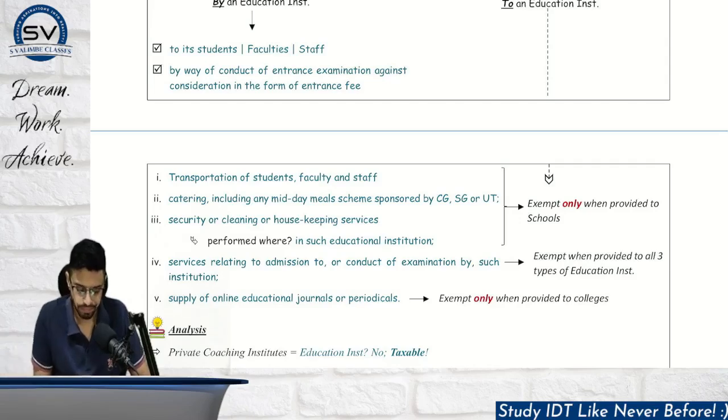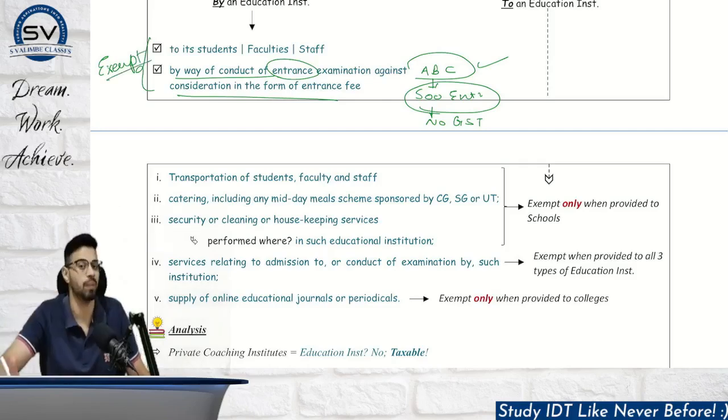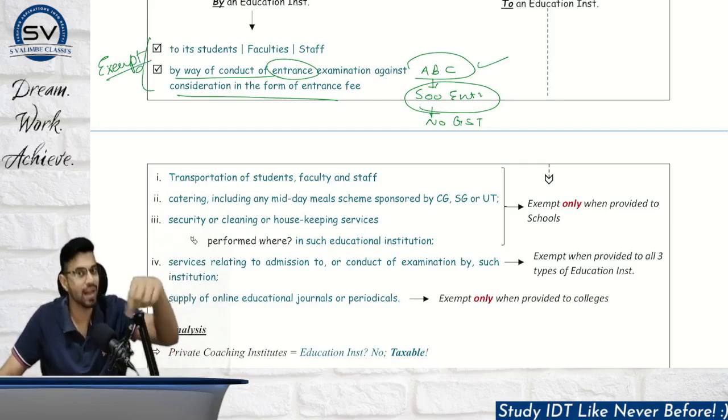Okay, next, by way of conduct of entrance exam against consideration in the form of entrance fee. Now let's say there is a college A, B, C. It is charging 500 for an entrance exam, no GST. Why? First step is it is an educational institution. Second, see the output service. The output service is conduct of examination, some kind of entrance exam against consideration of entrance fee. So these two are completely exempt, but these are the services I am talking about in the context of outward supplies. So the institution is providing these supplies.